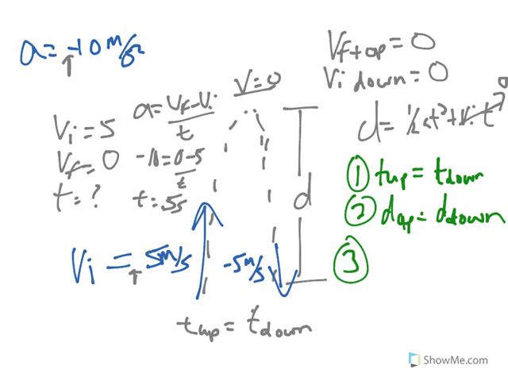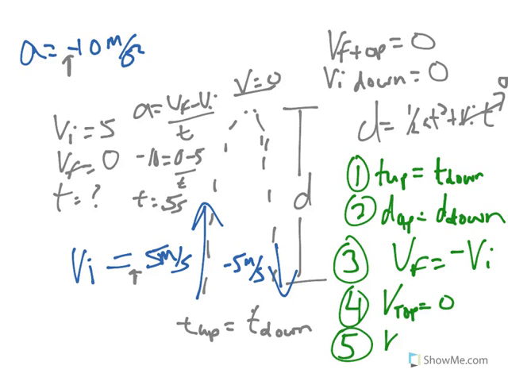Number three, the final velocity will equal the negative of the initial velocity. And then number four, the velocity at the top equals 0. And the last thing is keep up with signs. They'll come in handy, okay? Make sure you keep up with your signs.